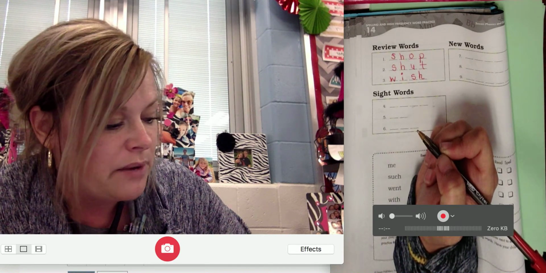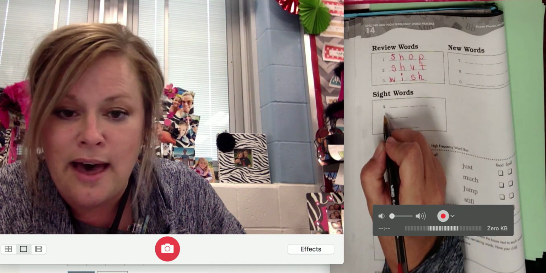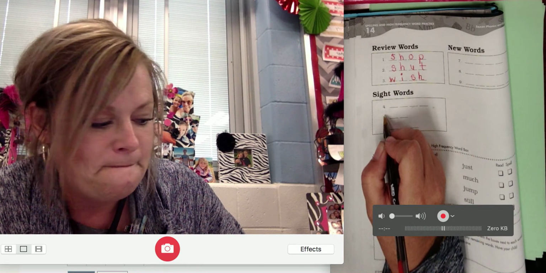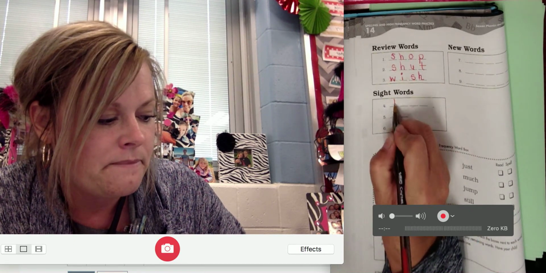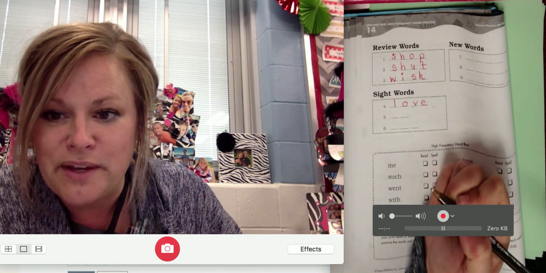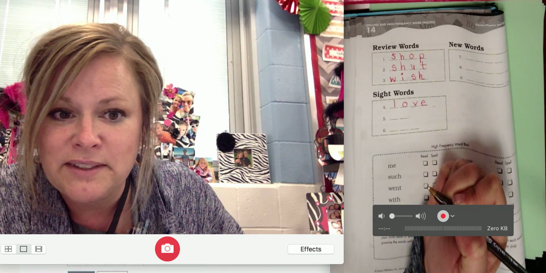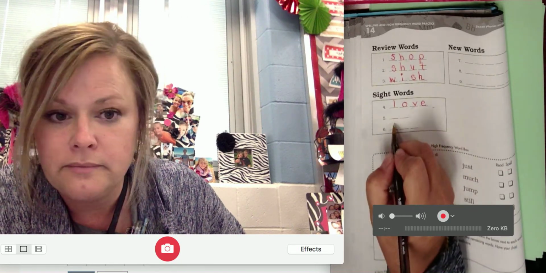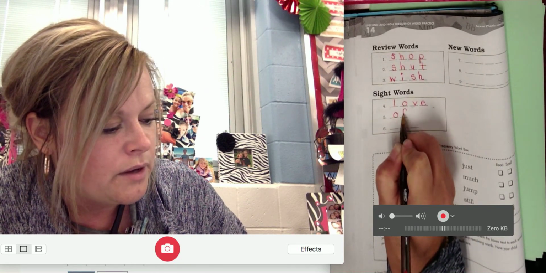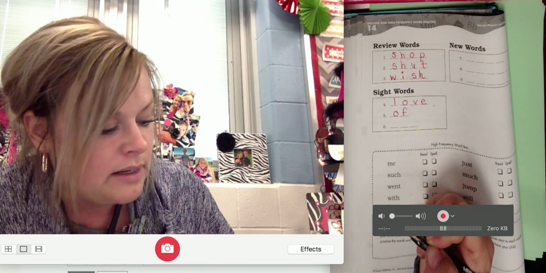Next, we're going to do our sight words going down to number 4. Our first sight word today to review is love. Spell love. Write it. Check with mine. L-O-V-E. Let's repeat this time. Of. Repeat. Good. Write it. O-F. Of.